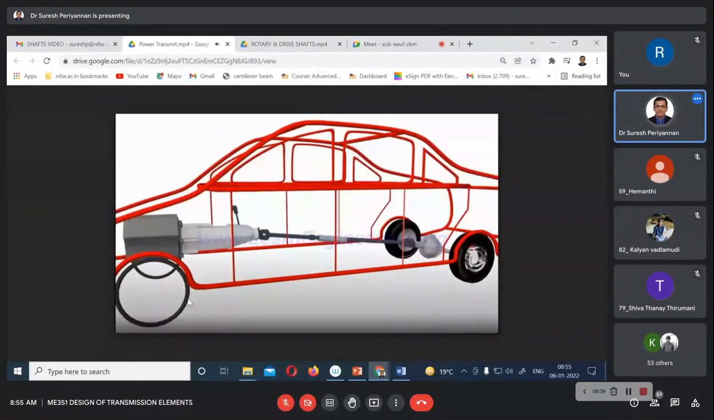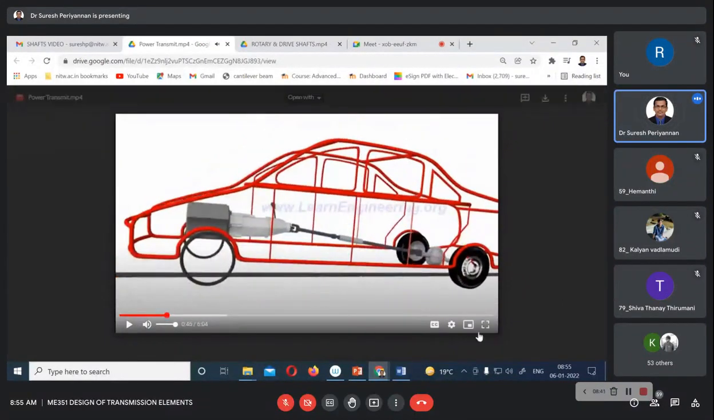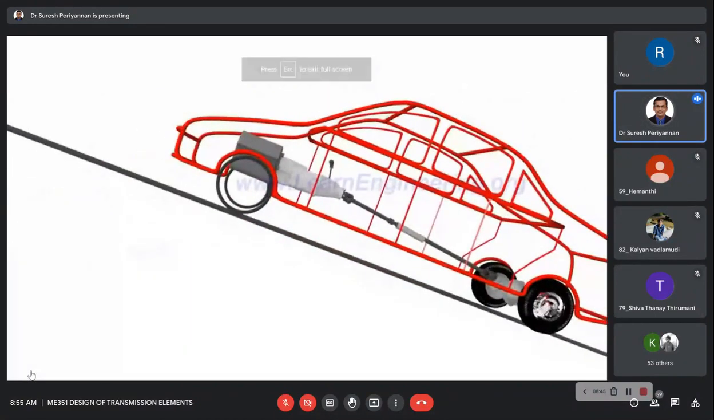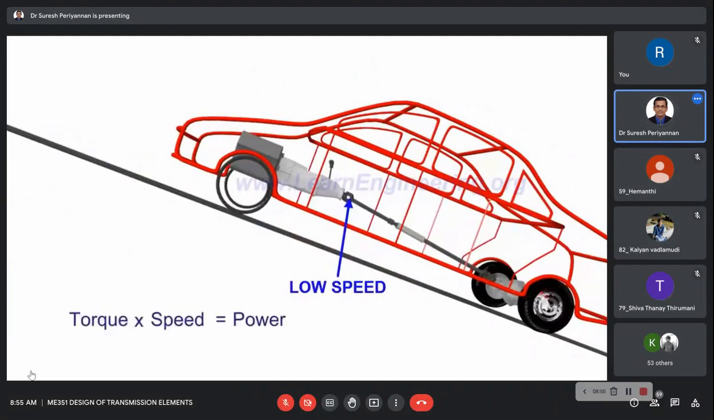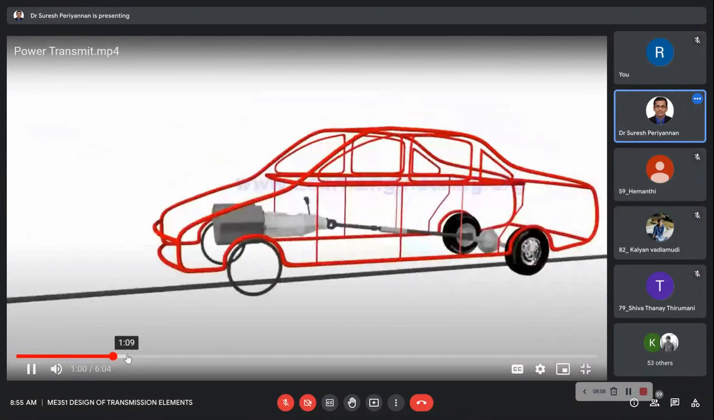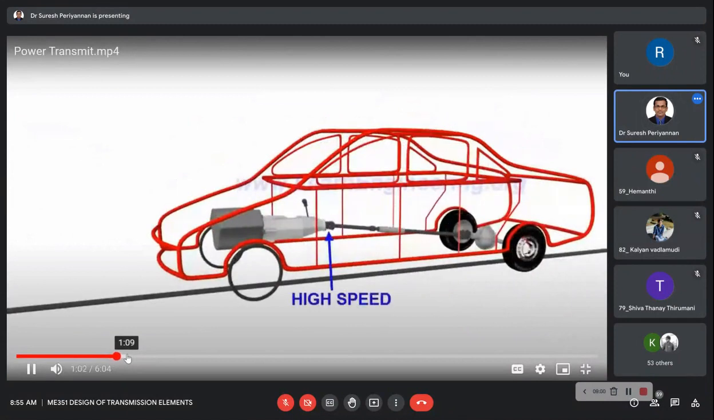For example, if you want to climb a hill, now you see the video. Carefully see the video. You need more torque. By reducing the speed at the transmission, we will be able to achieve higher torque for the same power input. Conversely, if the torque demand is low, we can increase the transmission speed.